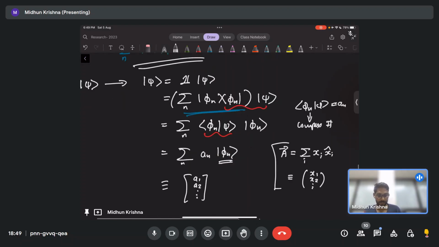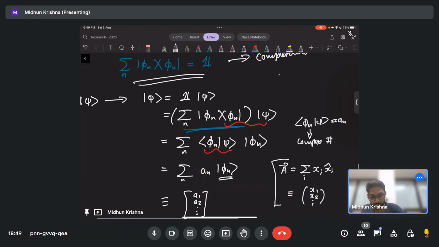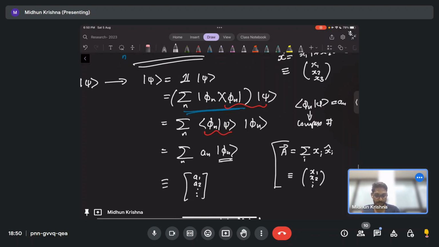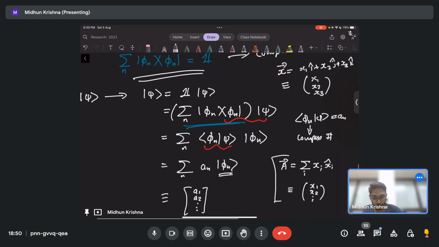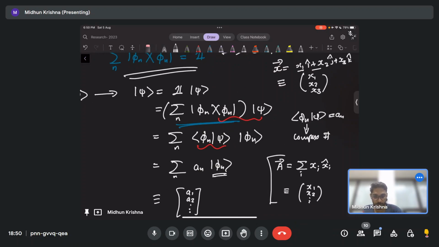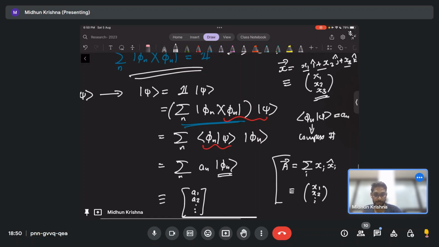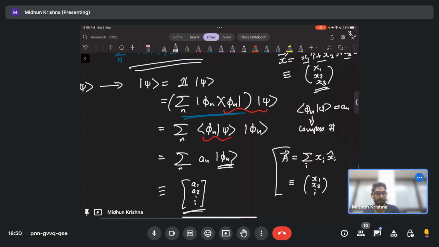This is equivalent to a vector in normal space, which I write as h1 i cap plus h2 j cap plus h3 k cap. I can equivalently represent this as a column vector h1, h2, h3, right? So what I did is take all the coefficients and write them in a column form. Likewise, since this forms a basis, I can take the coefficients and write them in column form.